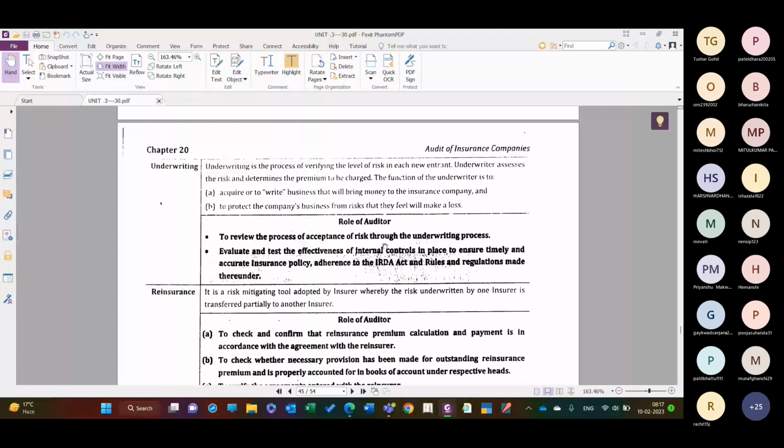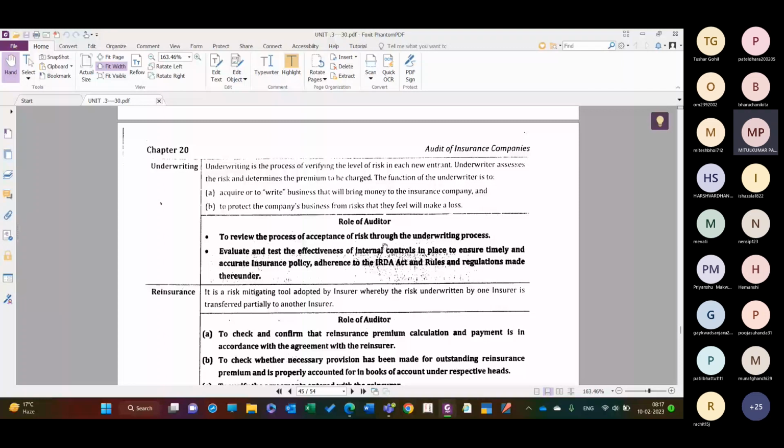evaluate and test the effectiveness of the internal control in place to ensure the timely and accurate insurance policy adherence to the IRDA Act, Insurance Regulatory and Development Authority of India Act, right? And the rules and regulations made thereunder. So obviously the entire insurance business is regulated by IRDA. So it should be in line with the IRDA Act, and whatever rules and regulations are published by the IRDA from time to time, they should be duly complied with.